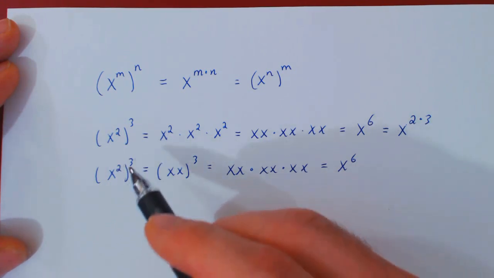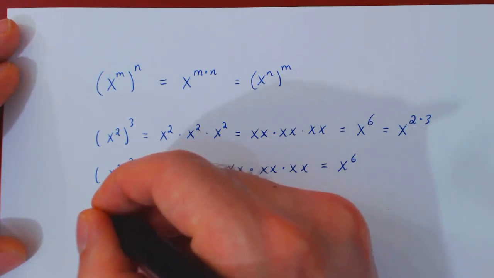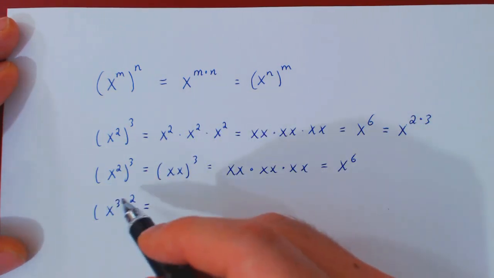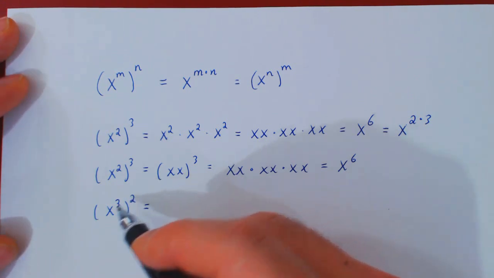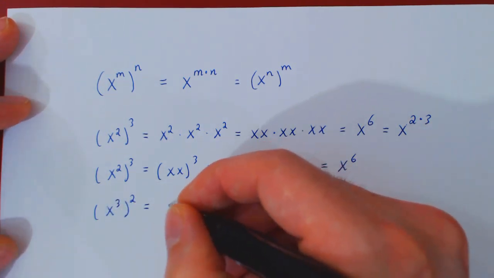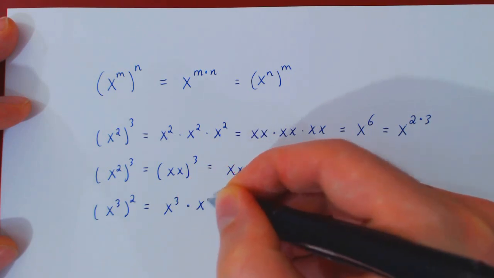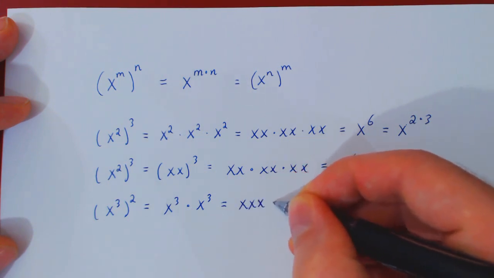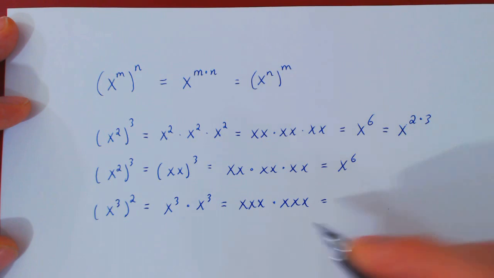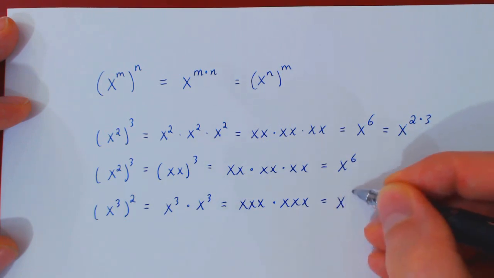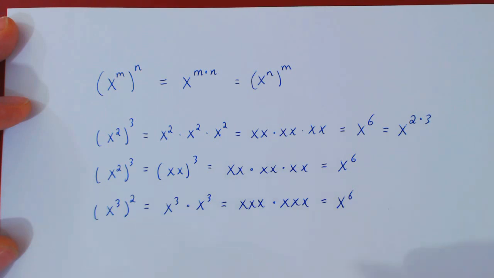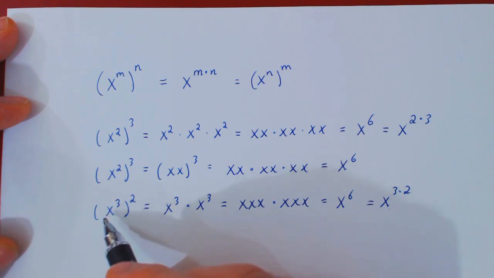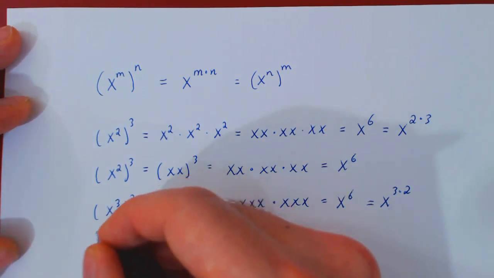So instead of x squared cubed, let's look at x cubed squared. So if we apply first the square, that means that we have to multiply x cubed with itself. So we have x cubed times x cubed. And if we expand both x cubed, then we have xxx times xxx. And again we have 6 x's, therefore x to the 6. 3 times 2 is x to the 6. And you would get the same thing if you would first cube, then square. And this should be obvious.